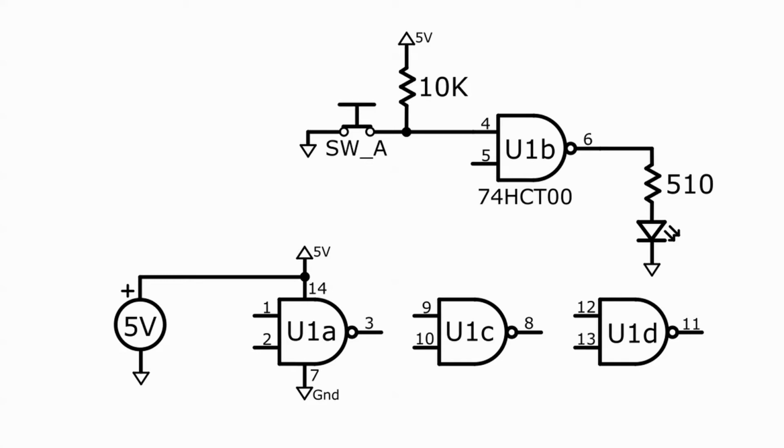Let's push down on the push button, which closes the contacts. This will physically ground input pin 4, which will therefore be at logic low. Closing the switch also grounds the bottom end of the 10K resistor.